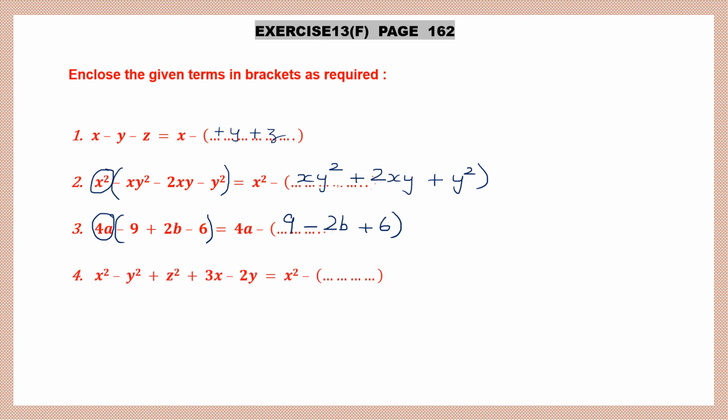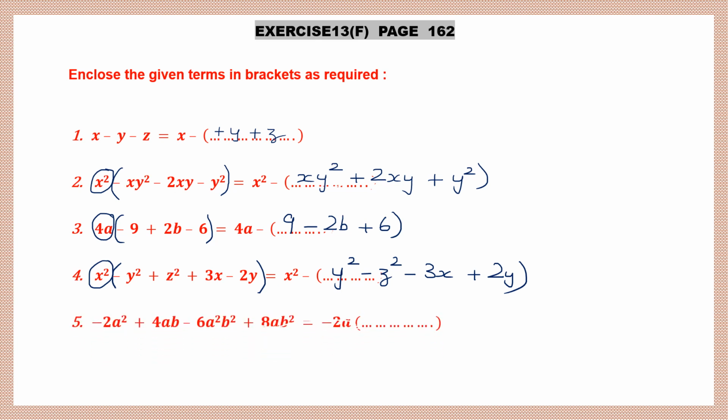Question 4. So on the left hand side we have all these terms, and on the right hand side we only have x squared. That means only this. The remaining has to go within brackets. Again, look at the sign. It's minus. That means the sign of all these terms will now change. So let's write the remaining within brackets. So minus y square will become plus y square or y square, plus z square minus z square, plus 3x minus 3x, and minus 2y becomes plus 2y.